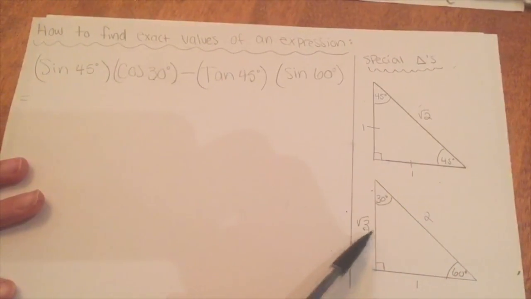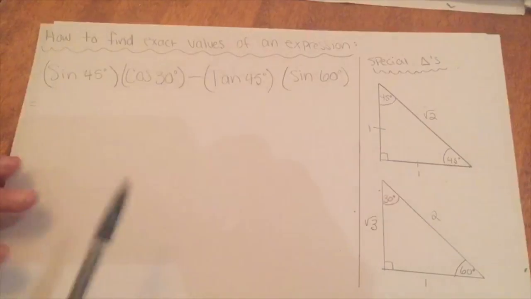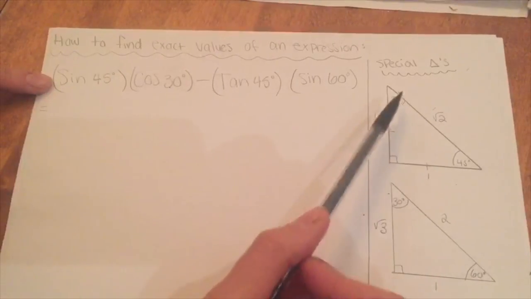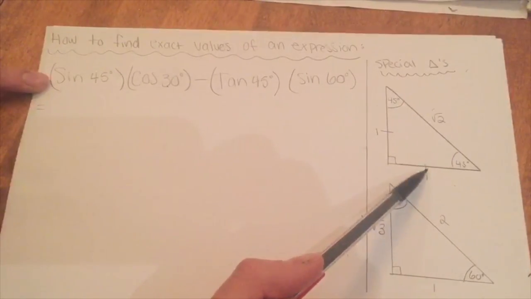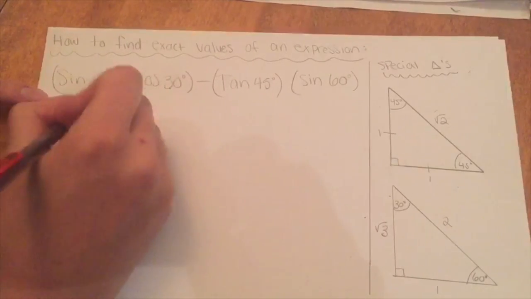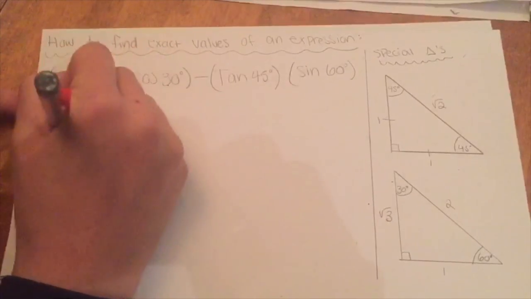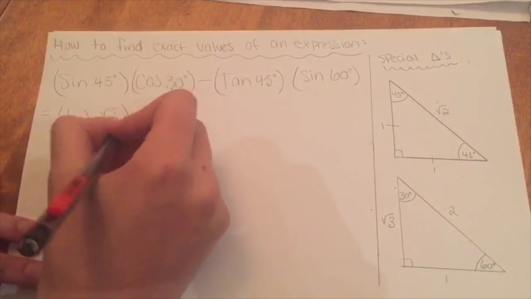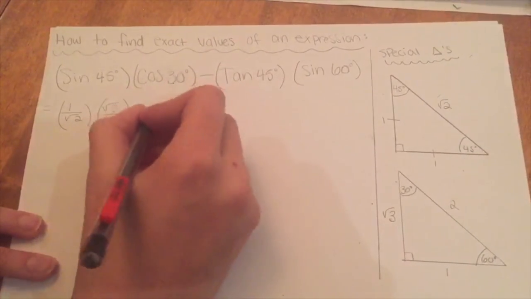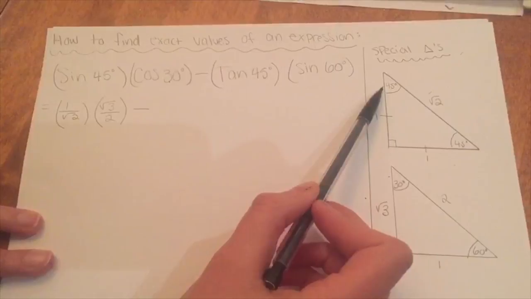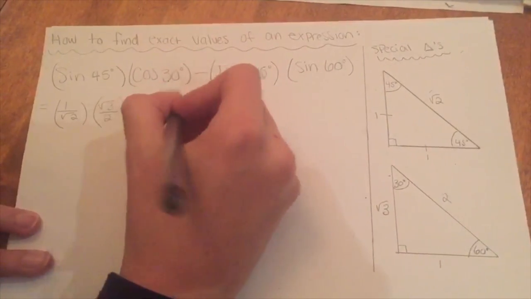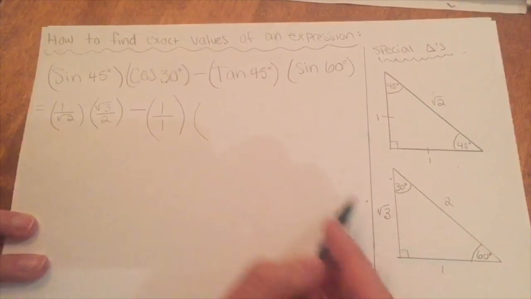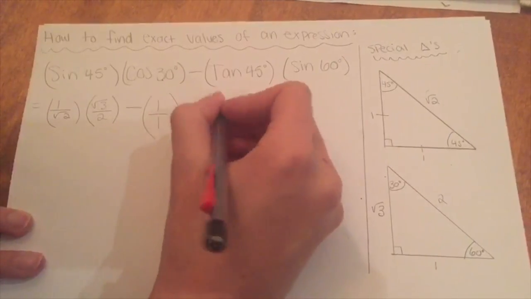So now we can substitute these values in for what we have in our question. We can use SOHCAHTOA to do this. So sine 45, we can use opposite, which is 1, over the hypotenuse, which is root 2, times cos 30, which will give us root 3 over 2. And then we can subtract tan 45, which is opposite over adjacent. So we'll get 1 over 1 times sine 60, which will give us root 3 over 2.